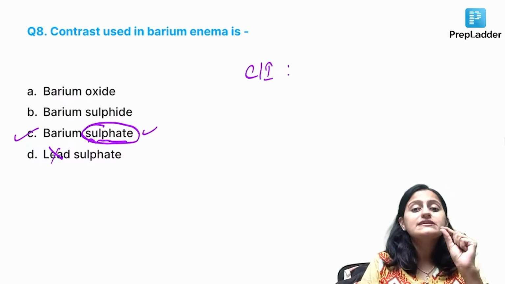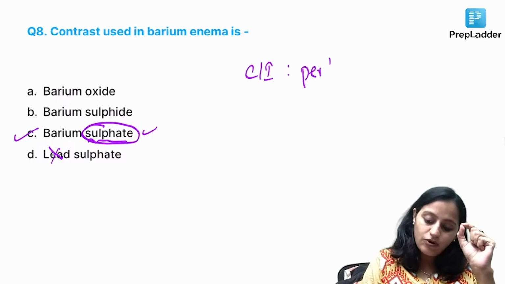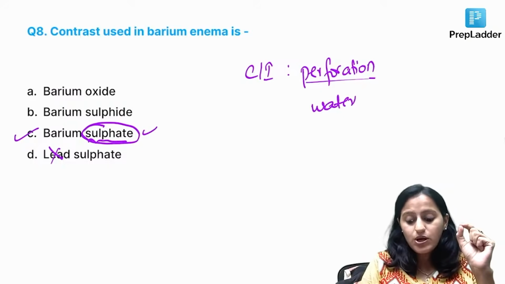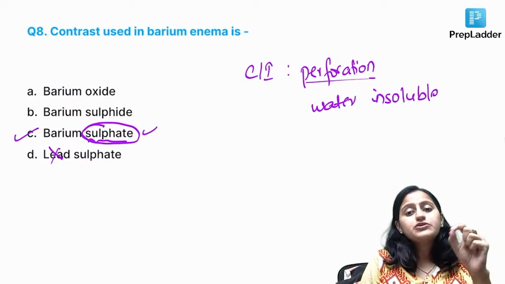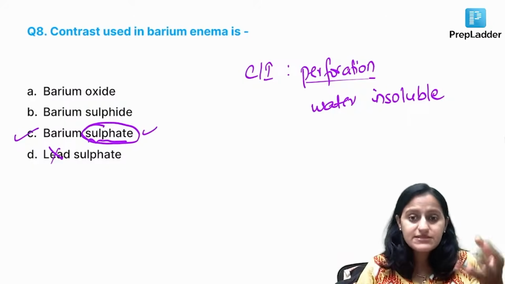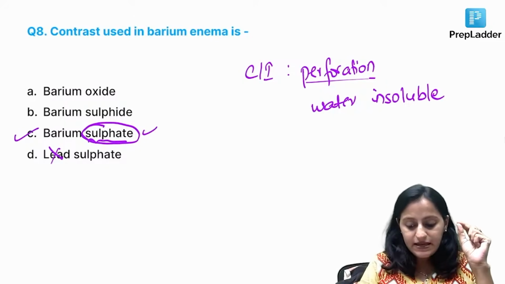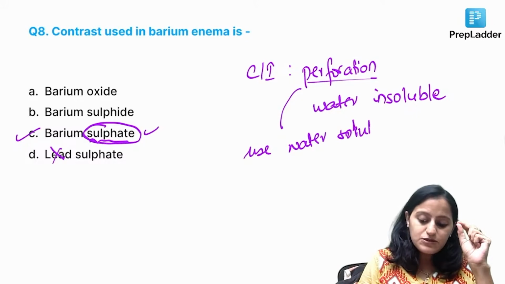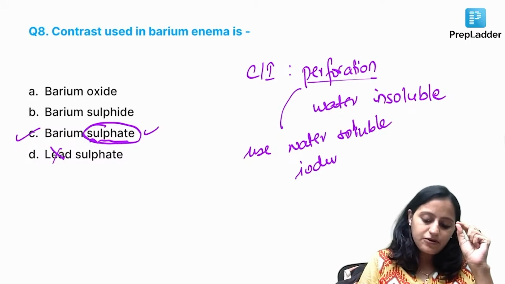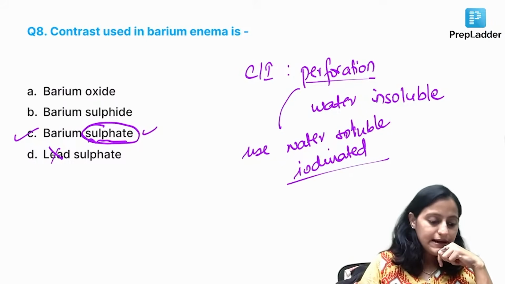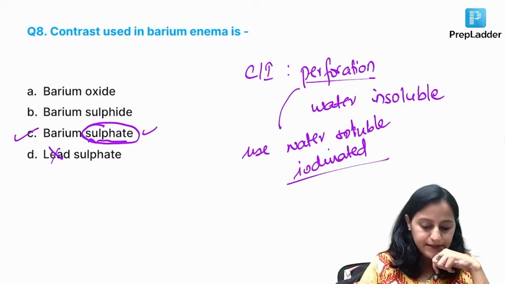Remember, barium studies are contraindicated in cases of perforation, right? Because it is a water-insoluble dye. So if it goes out from the perforation site, it will cause peritonitis, right? So remember, in that case, what we use is a water-soluble dye, which is what dye? Iodinated contrast. Okay, in that case, we use water-soluble iodinated contrast. Okay, next one.